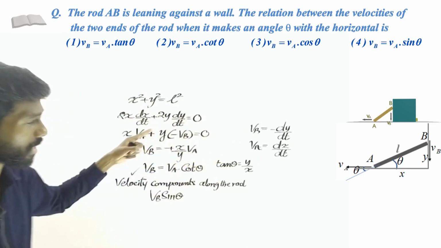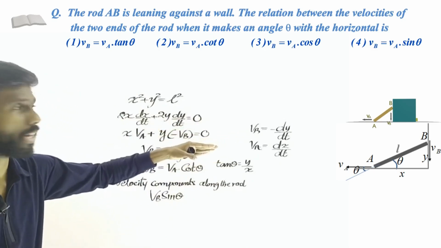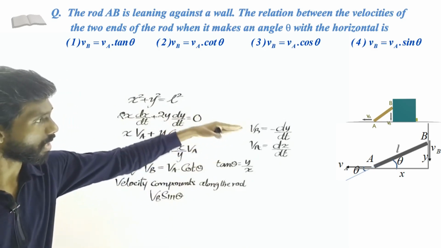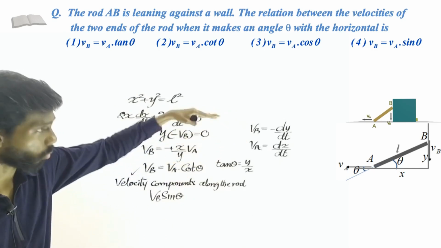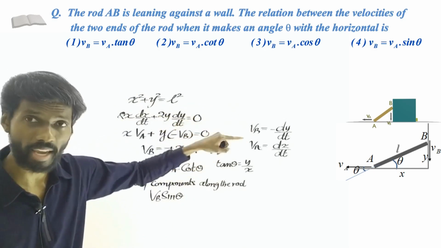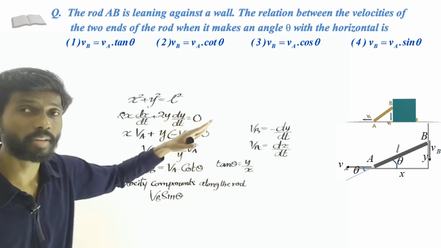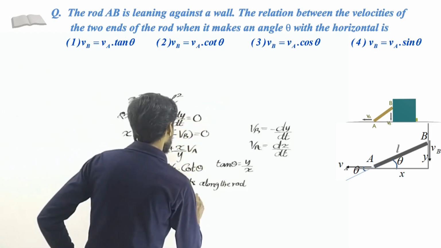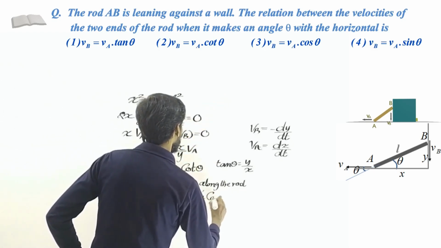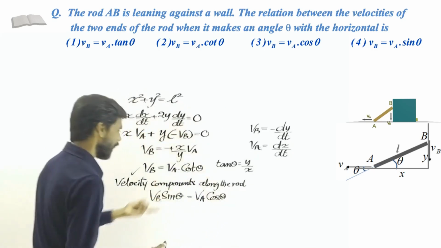So this moves in this direction, take its component, this angle is theta only, right? Because that's the same angle, right? Theta. So VA cos theta. So VA cos theta is the velocity component of A in the direction along the length of the rod, right? That means it is VA cos theta. Okay, so that gives you our required answer.